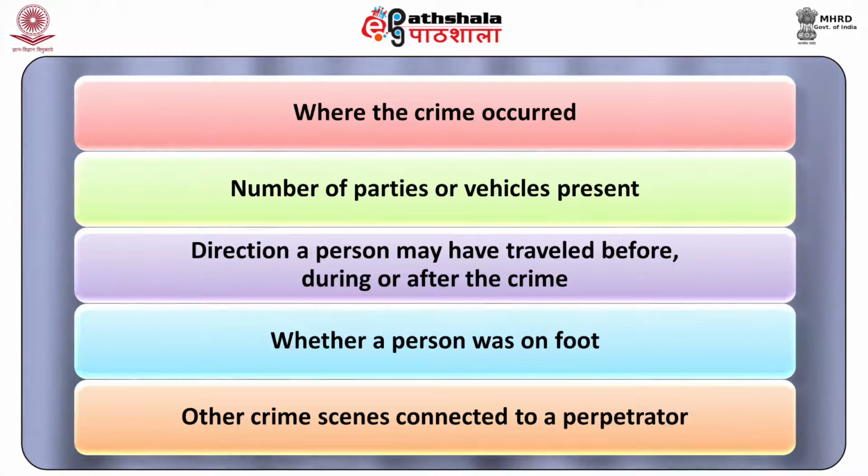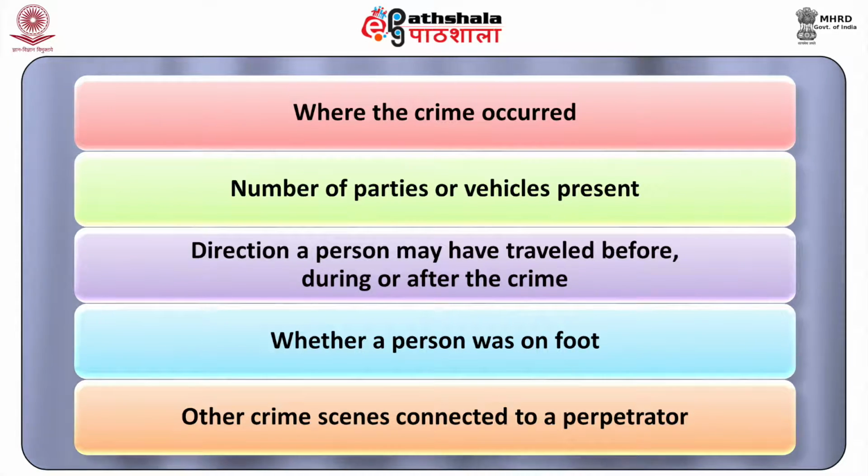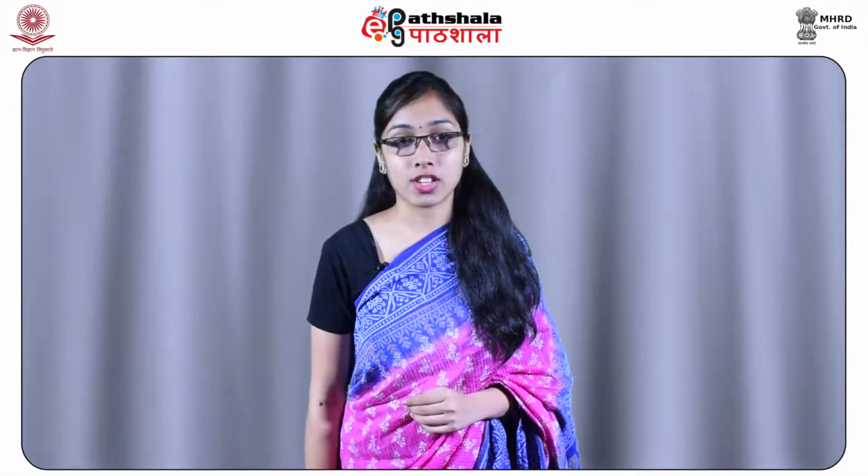This type of evidence can provide valuable information to investigators, including where the crime occurred, the number of parties or vehicles present, the direction a person may have traveled before, during or after the commission of the crime, whether a person was on foot, and other crime scenes connected to a perpetrator. This evidence can then be used to determine if a suspect was present at a crime scene or to exclude a person of interest from the investigation.